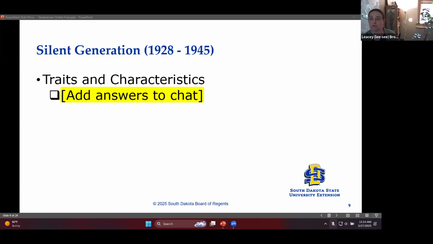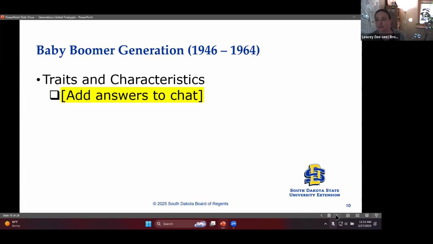Children during the Depression and World War II. Yep. So the silent generation were children during the Depression and World War II. That's a good answer. They hate to waste. It's another good answer. What are some other characteristics of our silent generation? Did what they expected to do. Quiet, conservative. Reserved.